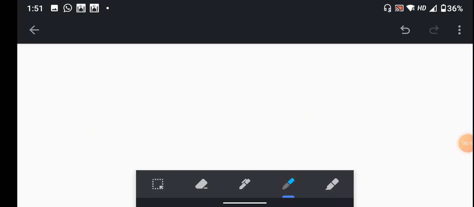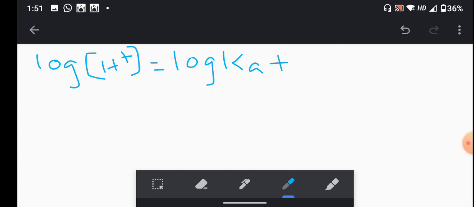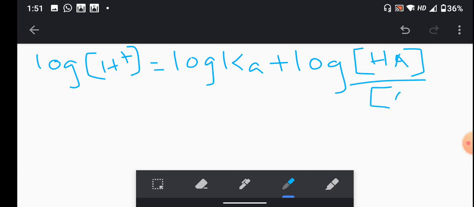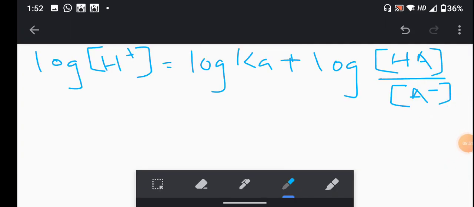Which is the same as log concentration of H plus equals log Ka plus log of the concentration of HA divided by the concentration of A minus. Then apply a negative sign on both sides. Give a negative to this, and then give a negative to both sides. So negative log H plus concentration equals negative log Ka minus log concentration of HA divided by concentration of A minus.